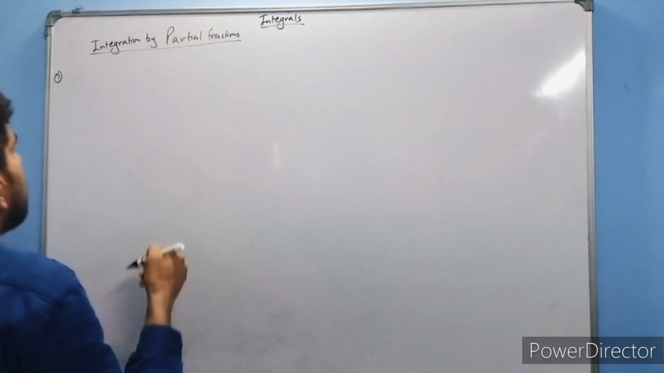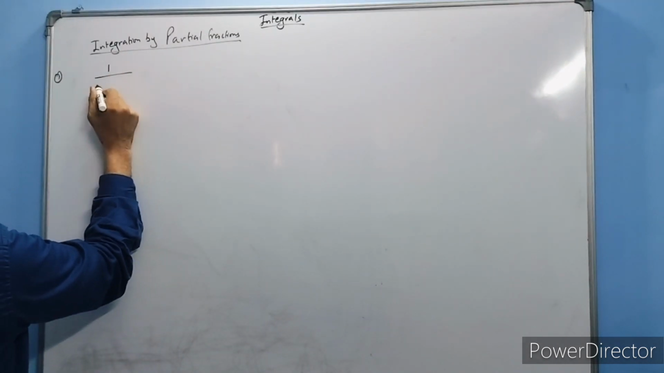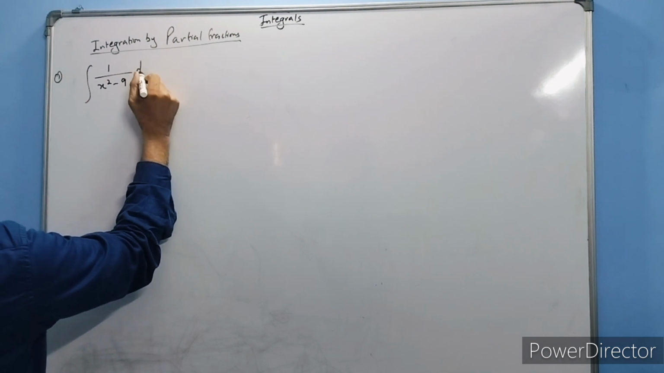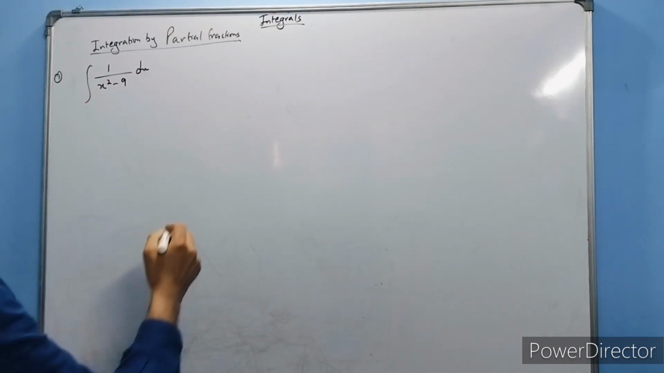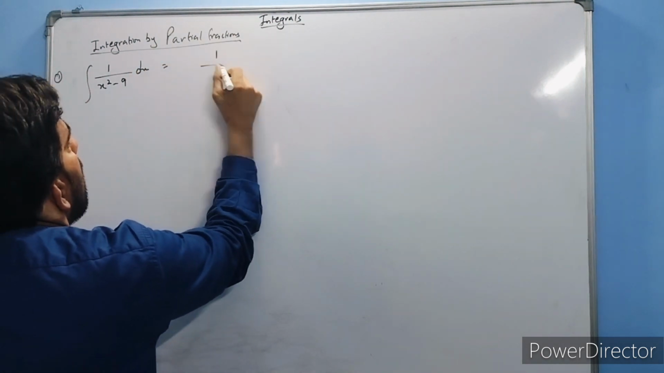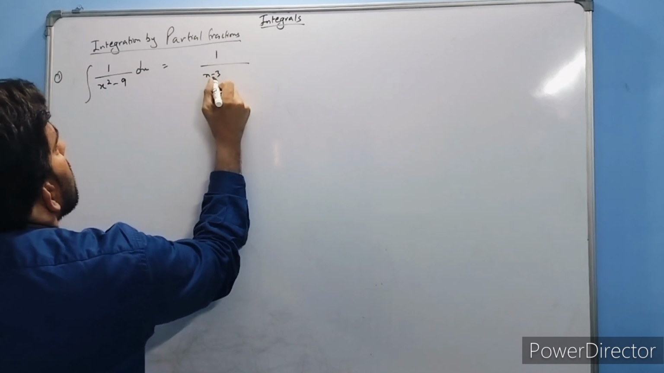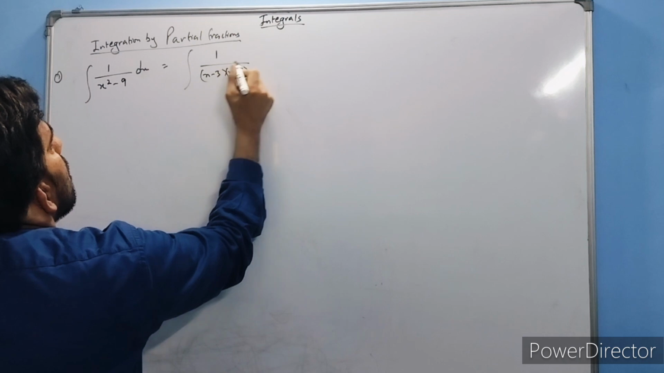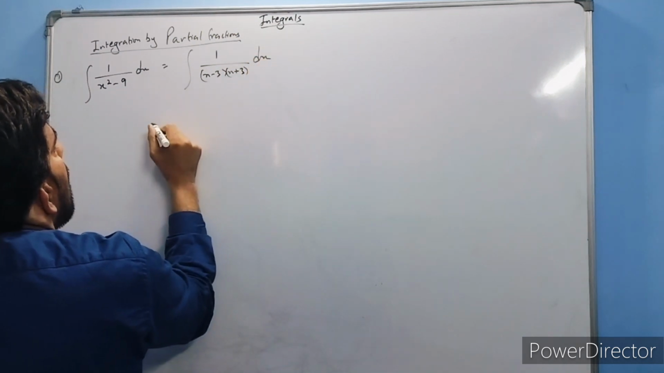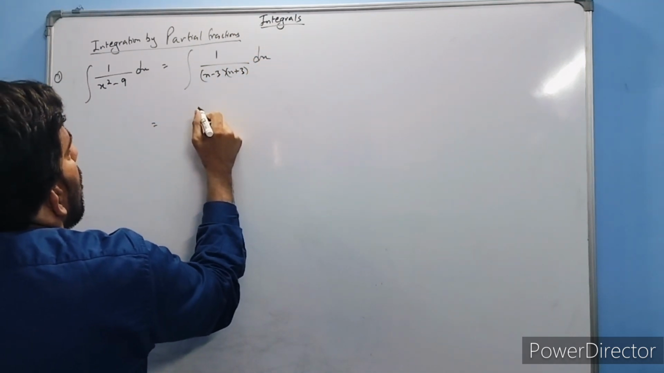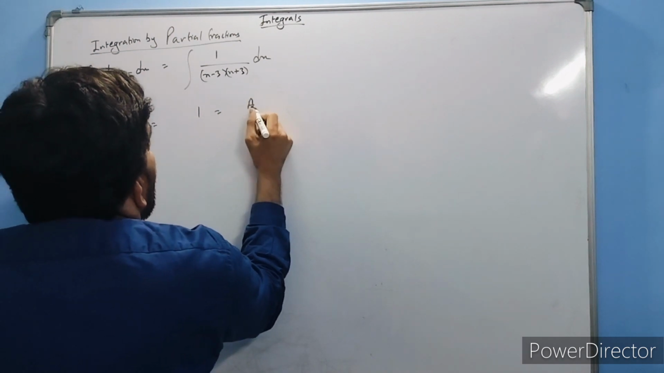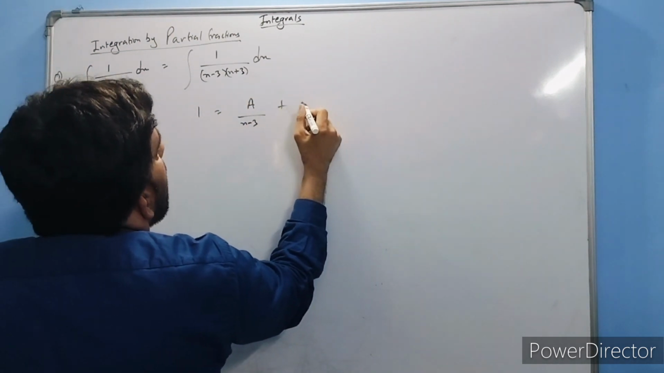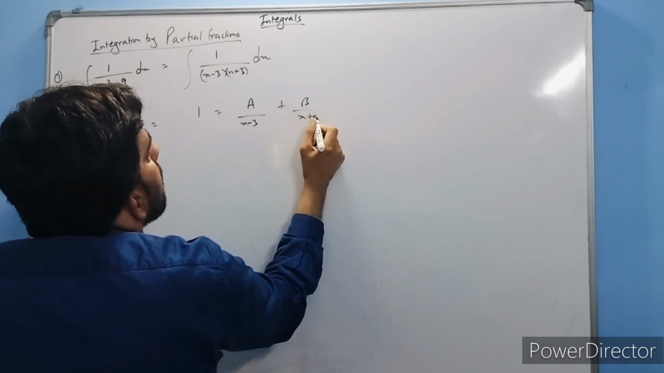Now we have 1 upon x square minus 9. Let us see how we can apply the form. We have (x minus 3)(x plus 3). So now we'll try 1 is equal to a upon x minus 3 plus b upon x plus 3.